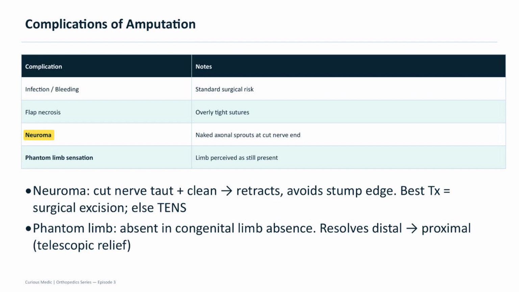You identify the neuroma, pull the nerve out, and recut it properly. If surgery is not possible, the non-surgical option is TENS, transcutaneous electrical nerve stimulation, which is preferred over interferential therapy.